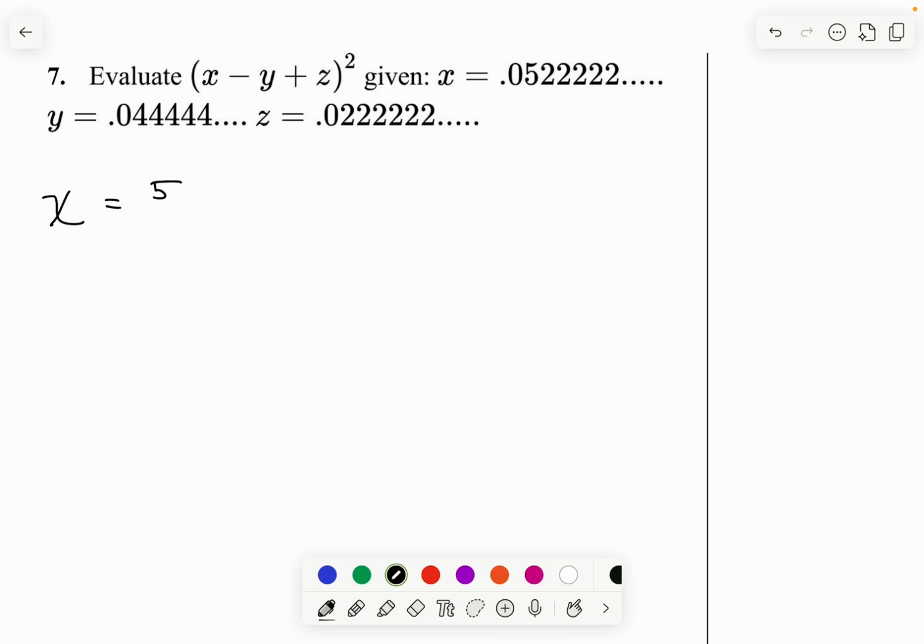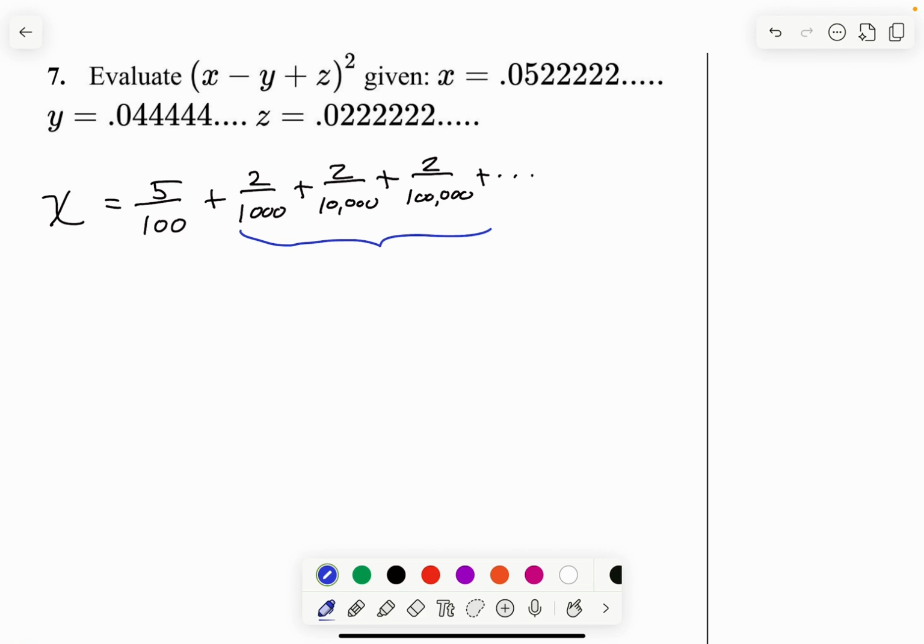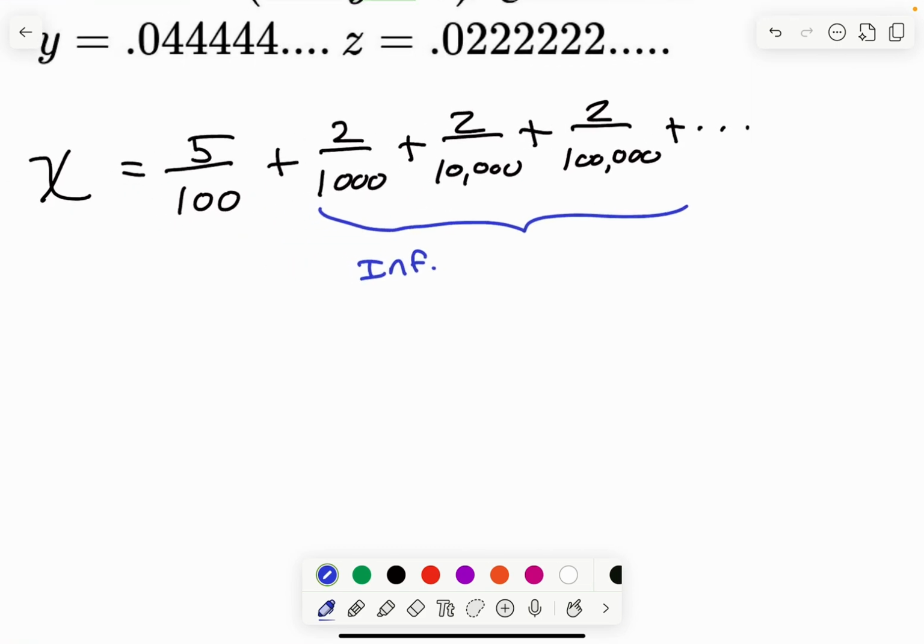So that's 5/100ths. That's the 0.05. And then I'm adding to that the repeating part, right? 2 thousandths, and then it's 2 ten thousandths, 200 thousandths, etc. And that's going on forever. What we want to notice is that this stuff here is an infinite geometric series with a common ratio equal to 1/10. So when you multiply to get to the next term, you're multiplying by 1/10. And our first term, if I think of that section, is just 2/1000.